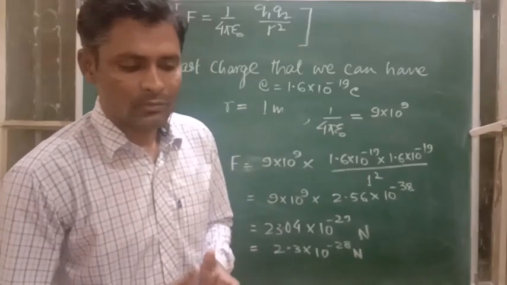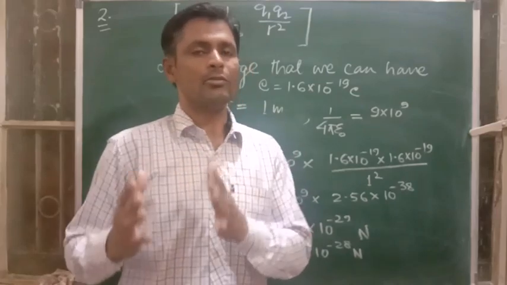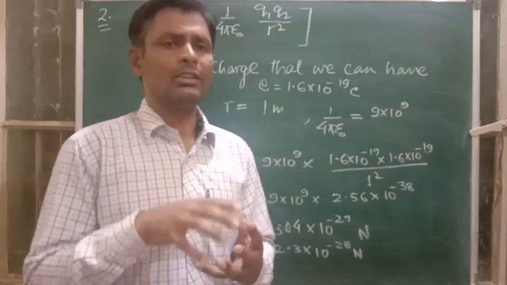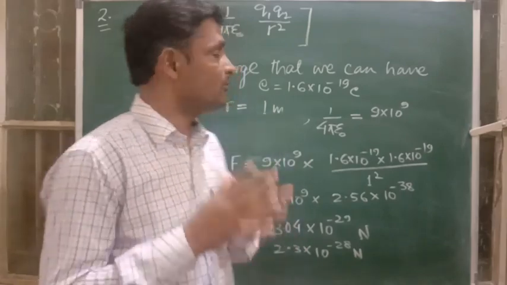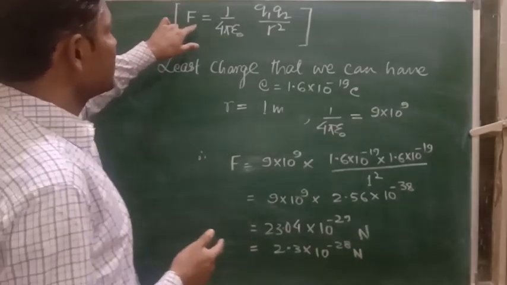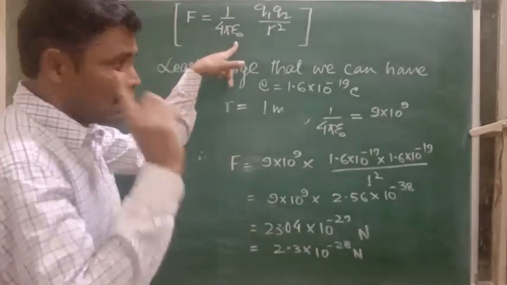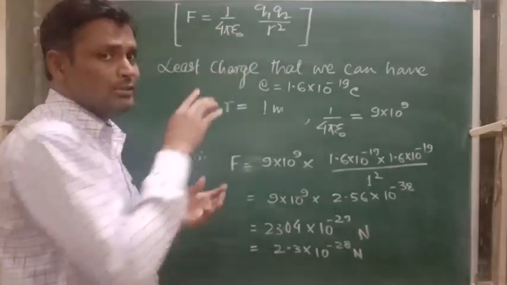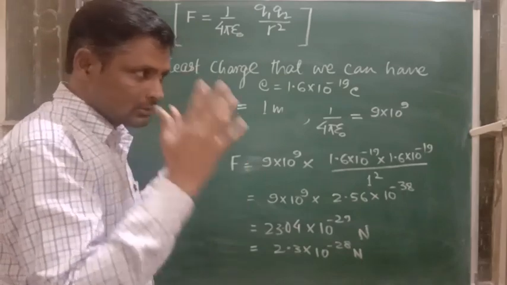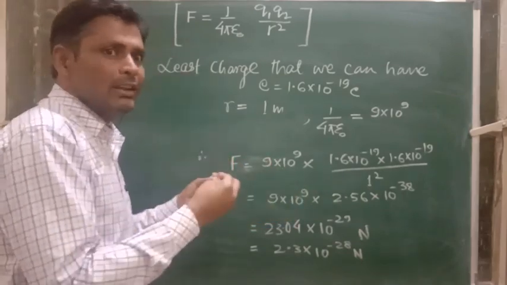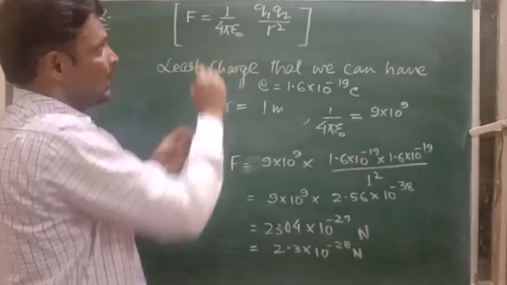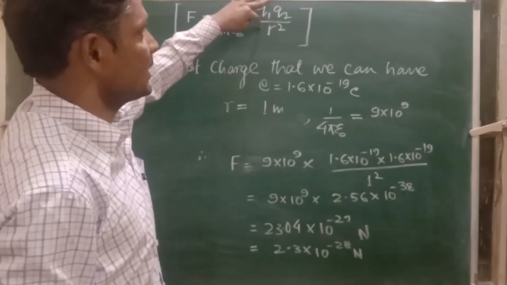In the next question, we have to find the least Coulomb force between two charges separated by a distance. So first of all, think which formula you have to use to find the force between two charges. That is the Coulomb formula, F equal to 1 by 4 pi epsilon naught. I have taken 1 by 4 pi epsilon naught because the question doesn't specify any medium, and if there is no medium specified, then you have to take epsilon naught, and q1 q2, the two charges, divided by r square.